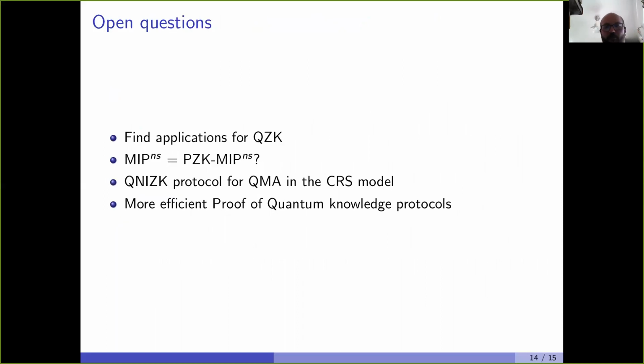And to finish, I'd like to state some open problems. So first, we have been designing better and better protocols for quantum zero knowledge. Classically, zero knowledge protocols have a lot of applications, but quantumly, we don't have any clear application for these. So can you find applications for quantum zero knowledge? Secondly, can you study zero knowledge in this strong non-signaling setting? Or can you have quantum non-interactive zero knowledge, where the verifier and the prover have access only to a common reference string? And finally, something that I didn't mention in my talk, but that you can see in the paper, is having more efficient proofs of quantum knowledge protocols. And thank you for your attention.